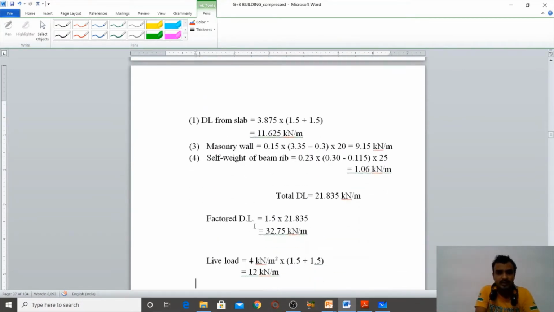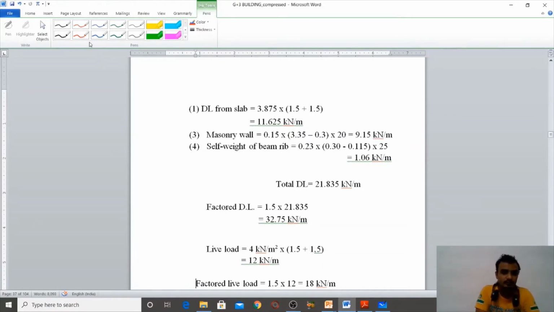Now we have to calculate the dead load from the slab. From the slab we have 3.875, the total dead load, into 1.5 plus 1.5. What is this? I will explain here.